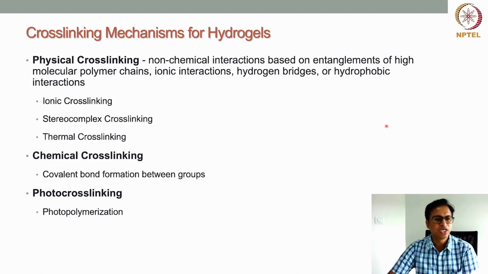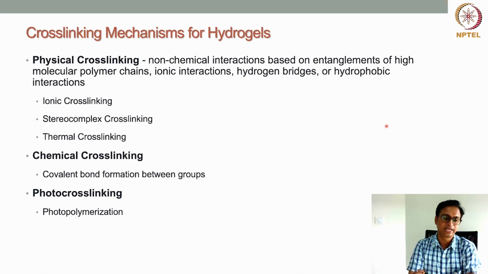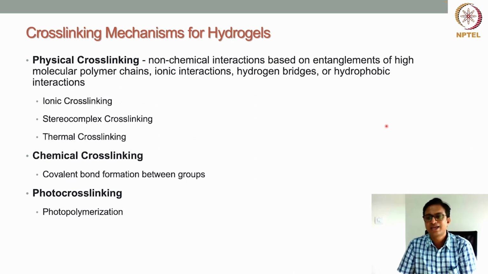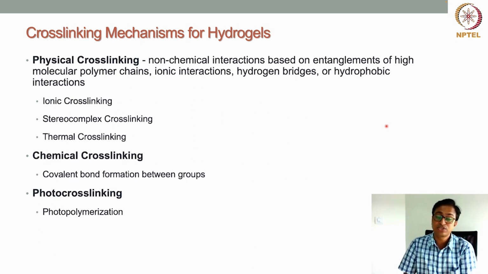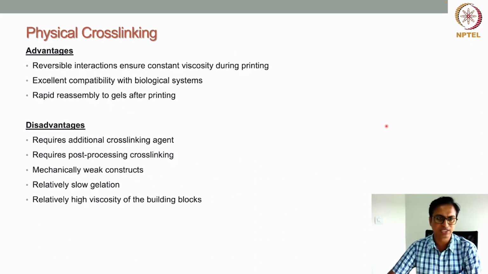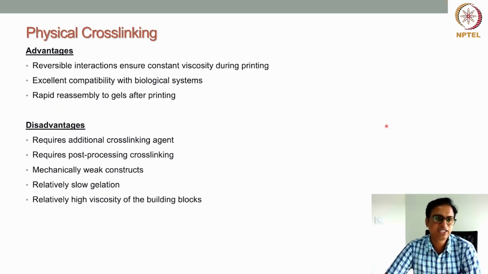And there we use different photoinitiators to initiate the photo cross-linking process. There are different materials, like gelatin methacrylate, polyethylene glycol diacrylate, and various other materials, that are photosensitive, or can be photo cross-linked with the help of light. So these are the different cross-linking mechanisms for hydrogel. Now we'll discuss the advantages and disadvantages of each of these cross-linking mechanisms.